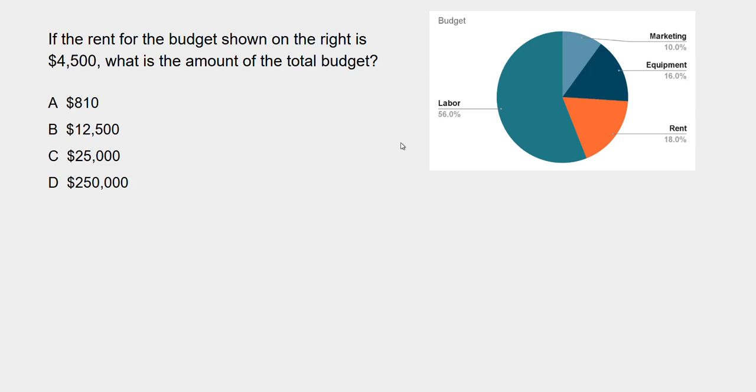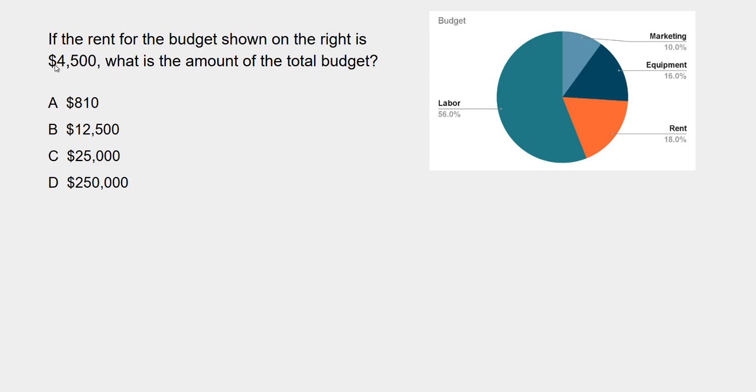So we have a pie chart here, and the entire pie represents the total amount. And we can see that the pie is broken up into 4 different chunks. We have labor at 56%, rent at 18%, equipment 16%, and marketing 10%.